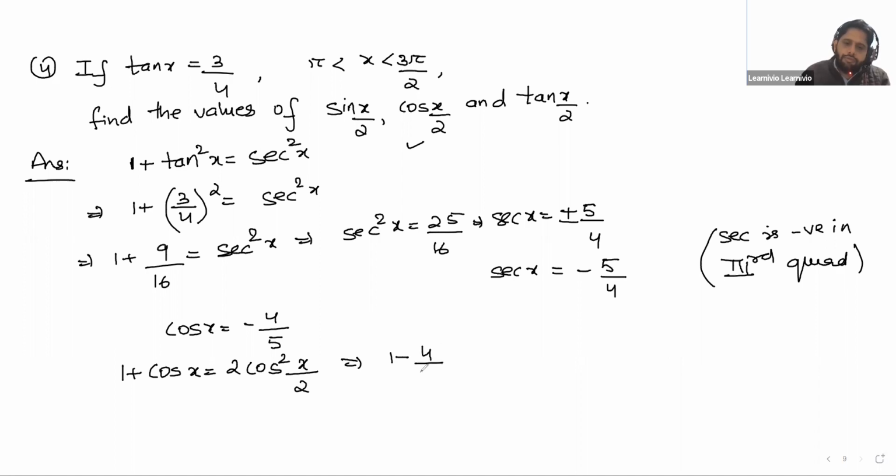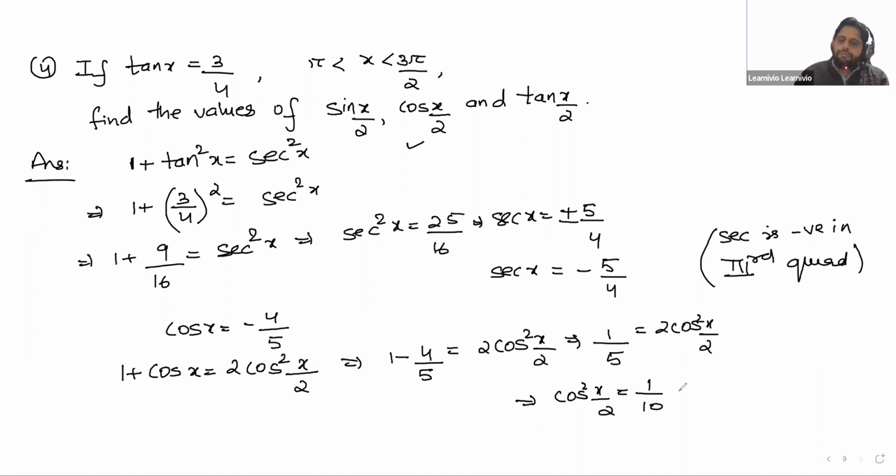Now, 1 minus 4 by 5 is equal to, we can put the value here, 2 cos square x by 2. So solve it. 5 minus 4 is 1 by 5, and this equals 2 cos square x by 2. We will get cos square x by 2 is equal to 1 by 10.